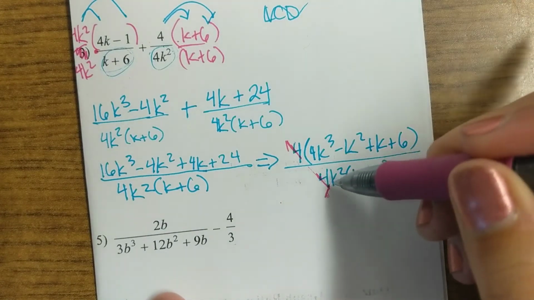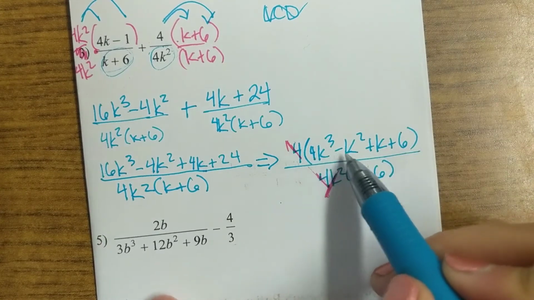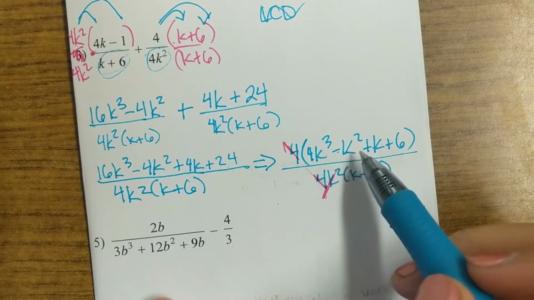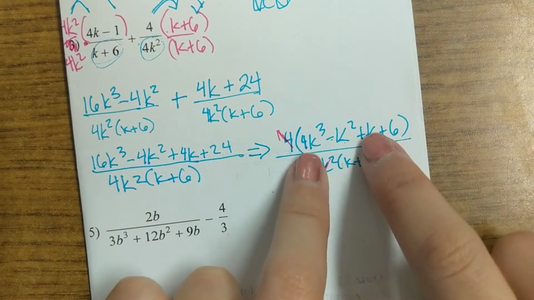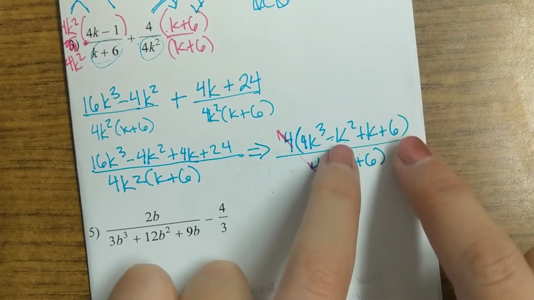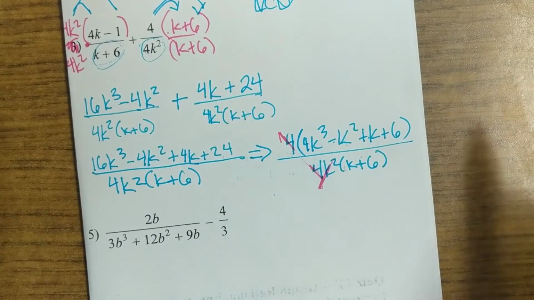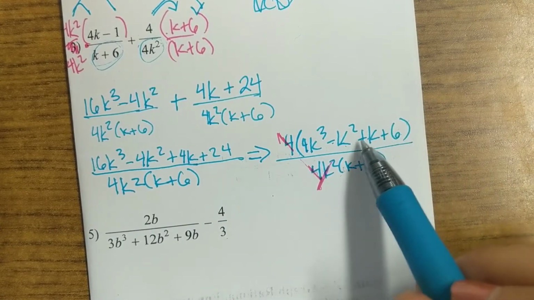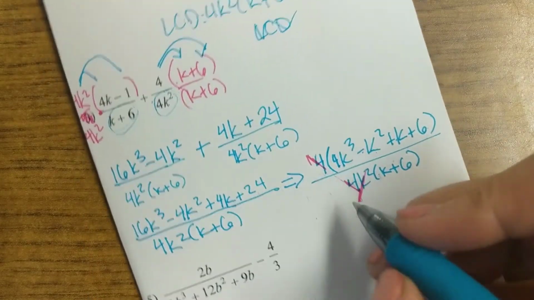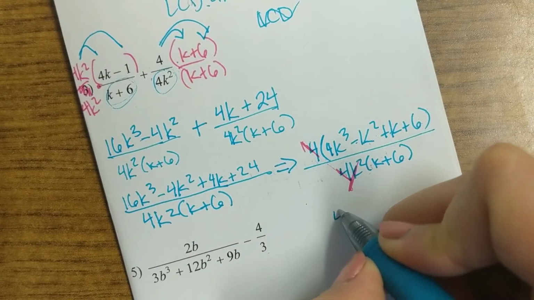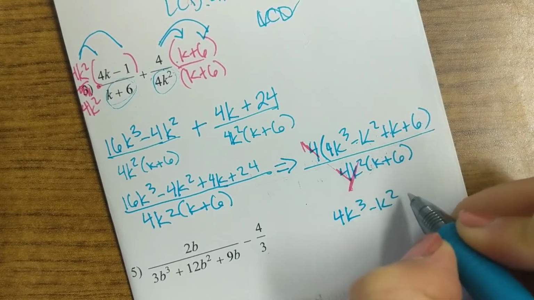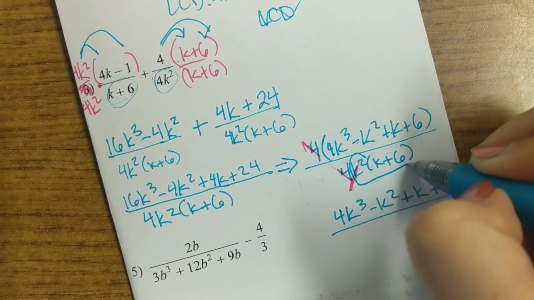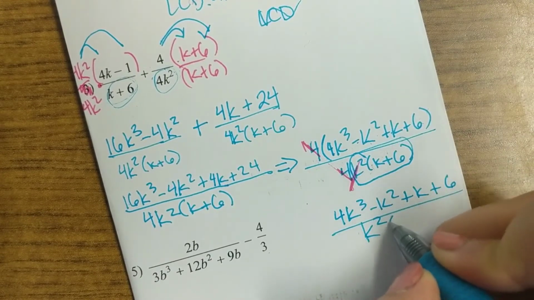Okay, and then we have this. Now you can see that you have a 4, a 1, a 1, a 6. The first and third need to line up with similar numbers or numbers that have common factors, and then the second and fourth. So this numerator is not factorable. I can't cross off the k plus 6 because it's being added, not multiplied. So your final answer is 4k cubed minus k squared plus k plus 6, sorry, over k squared times k plus 6.